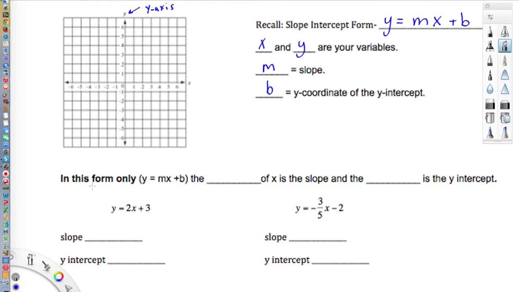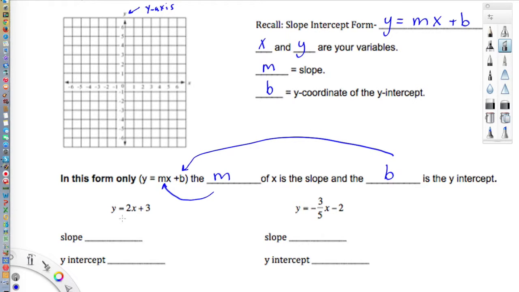In this form only, m is the slope, and b is the y-intercept. When it's in this form, that will always be our slope, and b will be our y-intercept.